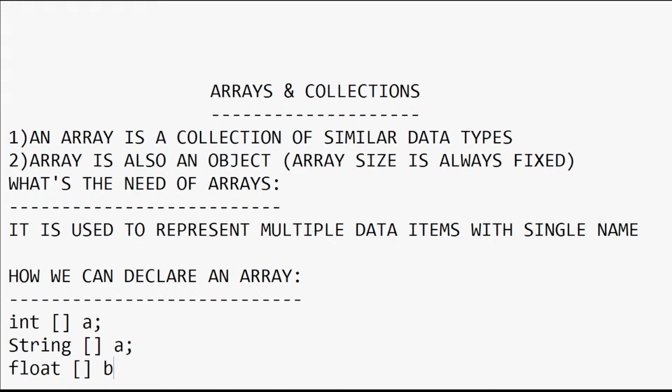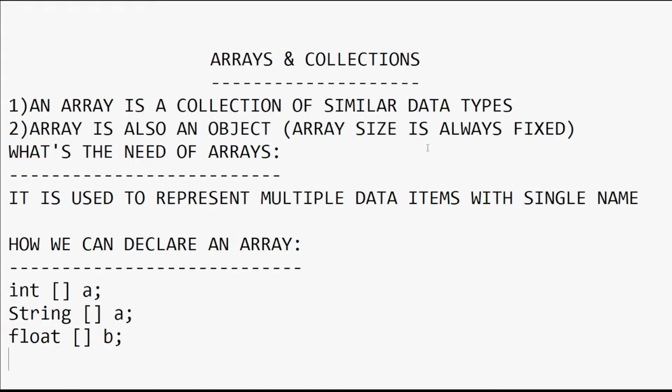So likewise we can declare it as b or c, anything. Okay, so this is the declaration of an array. And also there are two types of arrays. The first type here is which one? Single dimensional array, and the second type here is multi-dimensional array. Okay, there are two types of arrays.